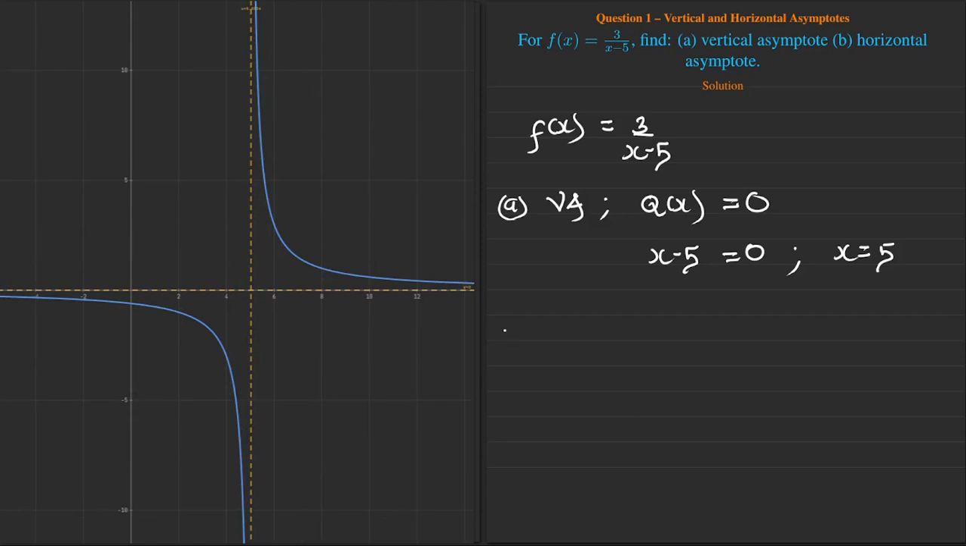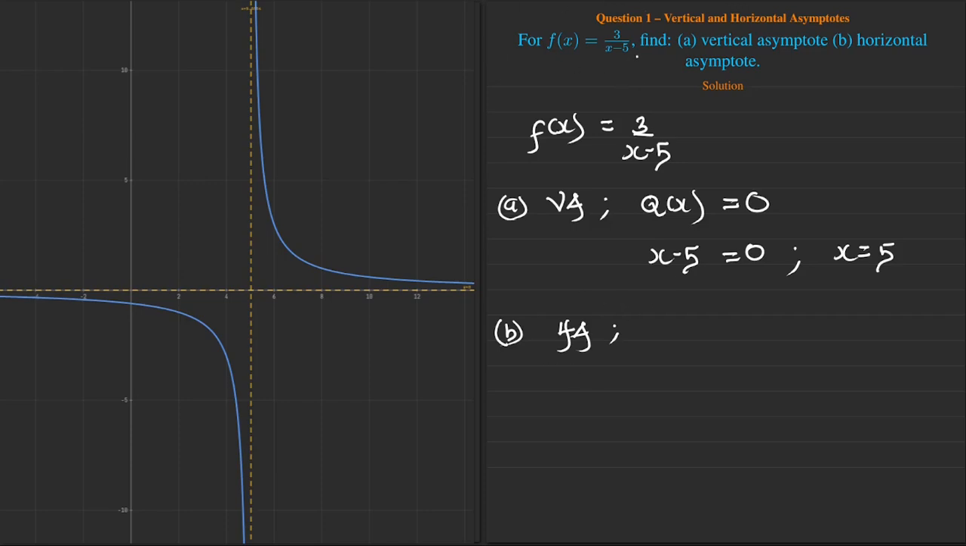Now for the second one, which is B, we want the horizontal asymptote. So it is for the horizontal asymptote that we compare the degrees. If the degree of the numerator is less than the denominator, then the horizontal asymptote is y equals 0. If the degree of the numerator is equal to that of the denominator, then it is y equals the coefficient of the numerator divided by the coefficient of the denominator. But if the degree of the numerator is more than the degree of the denominator, it has no horizontal asymptote. So that is what we are coming to do here.